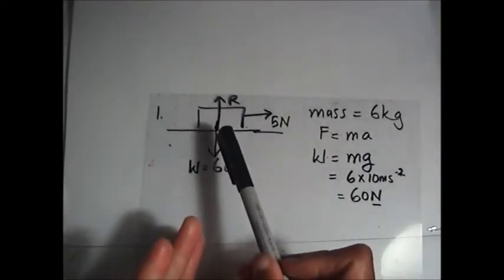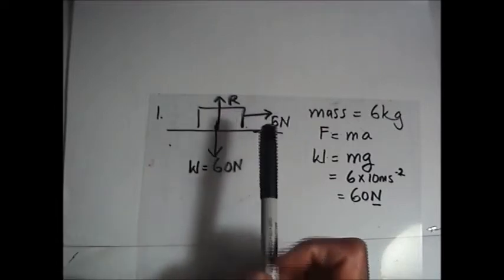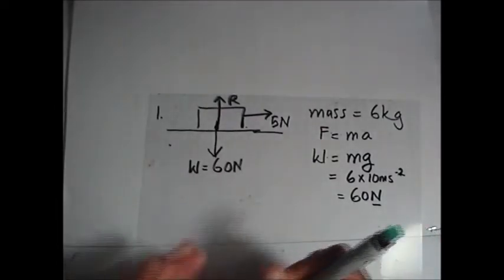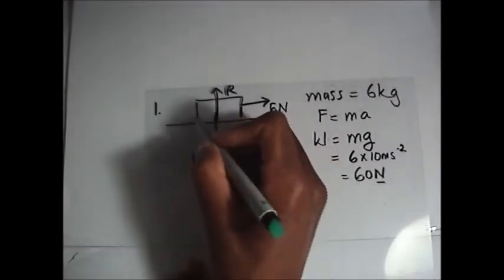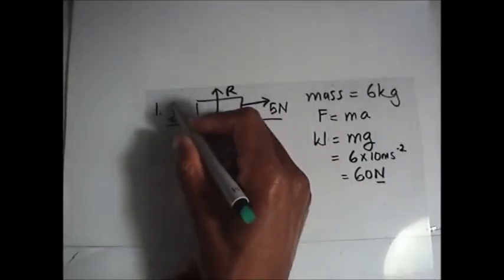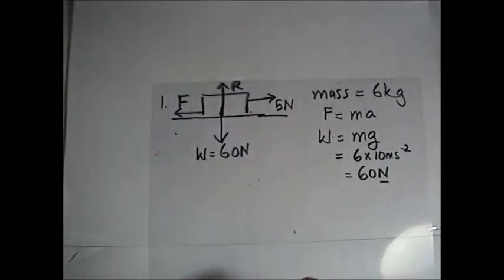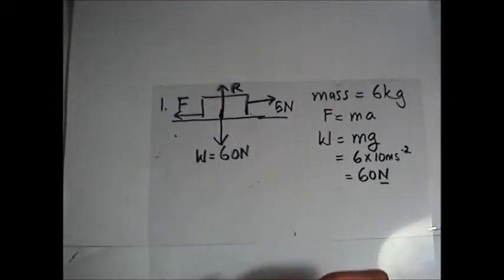But as this friend tries to pull this block, there is a force that opposes that motion, that doesn't want this block to move. That force is the force of friction. It doesn't want this block to move. So we are going to call the force of friction F.